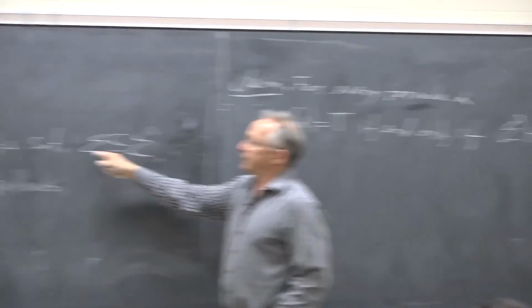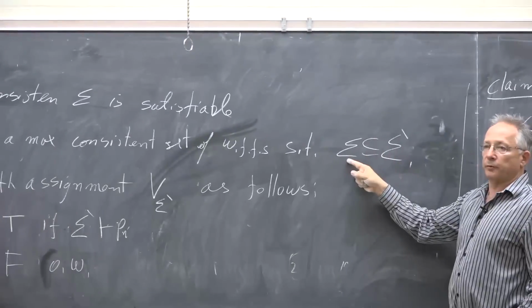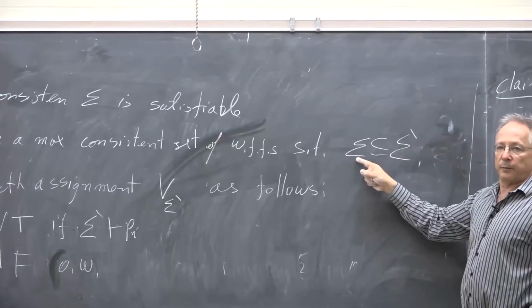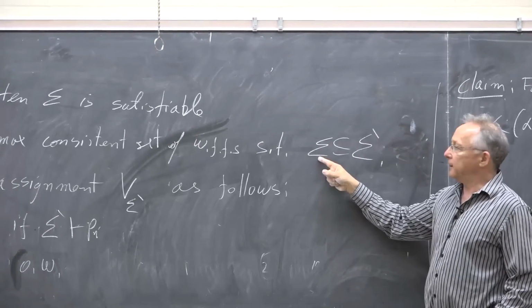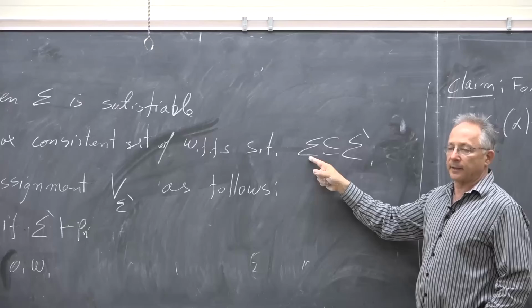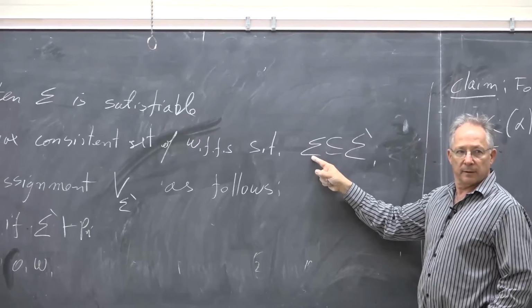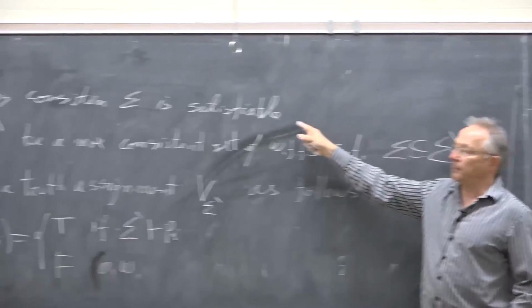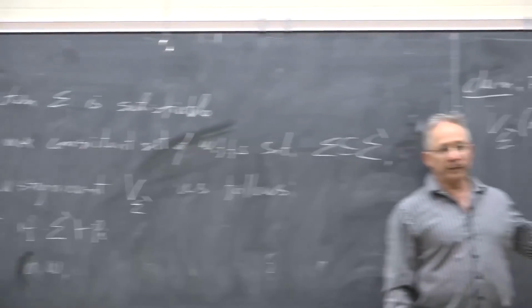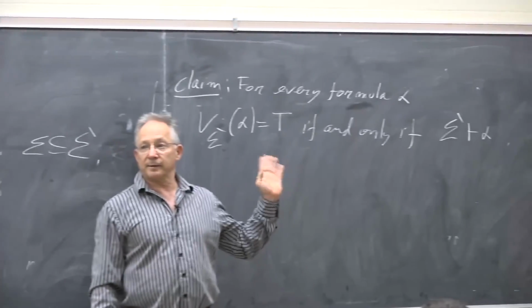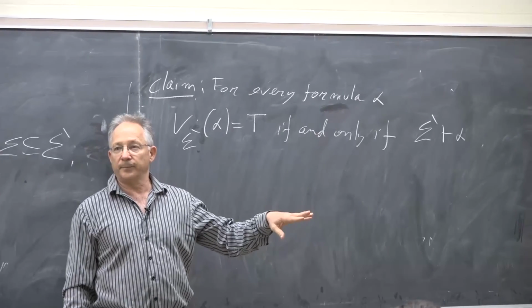Every formula of sigma, sigma prime can prove it. So every formula of sigma will get true. So it will turn out that this V is a satisfying assignment for sigma. So this will establish the theorem, but in order to show this claim, I need more time. So this is pushed to next Tuesday.